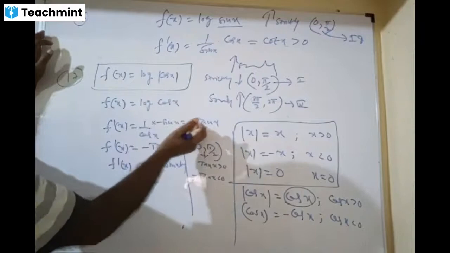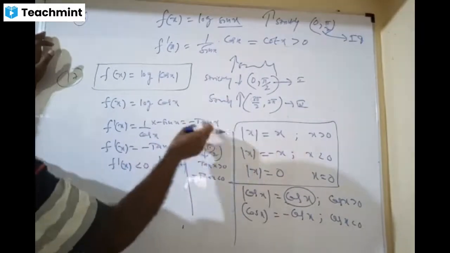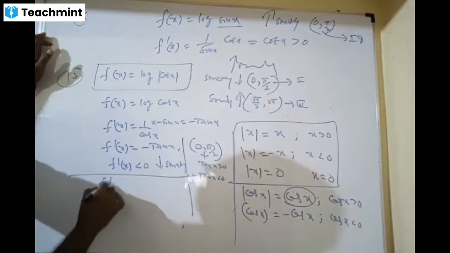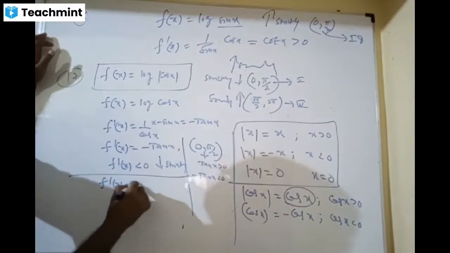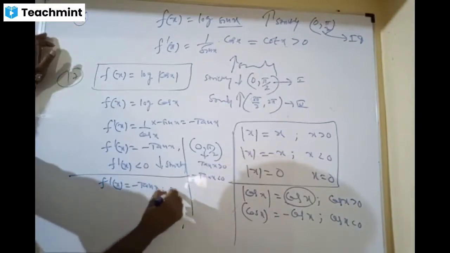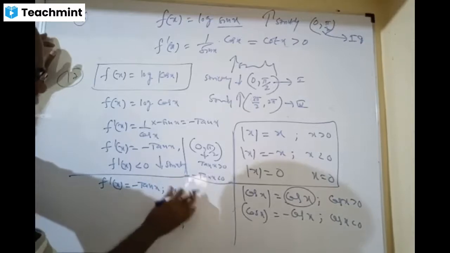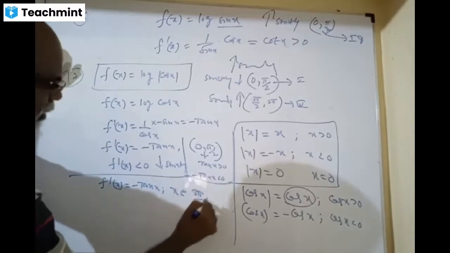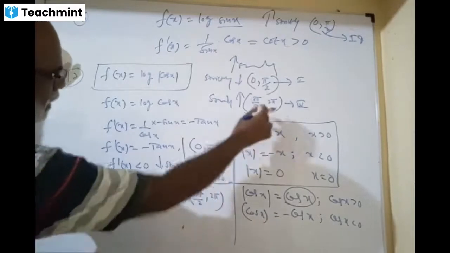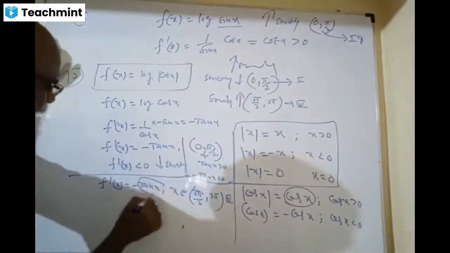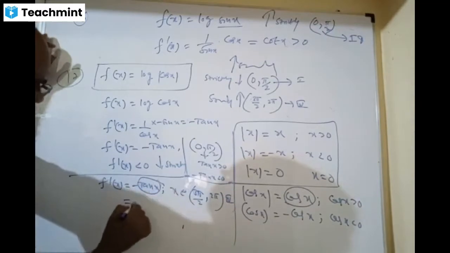Same way you do again. F dash x is minus tan x. In the fourth quadrant, tan x is negative. Negative and negative is positive. F dash x is minus tan x, x belongs to 3 pi by 2 to 2 pi. Yes, it's correct, sir. In the fourth quadrant, tan is negative. Negative and negative is positive.